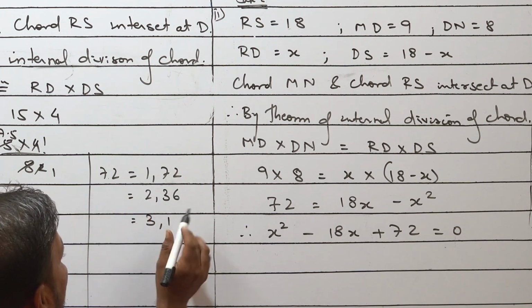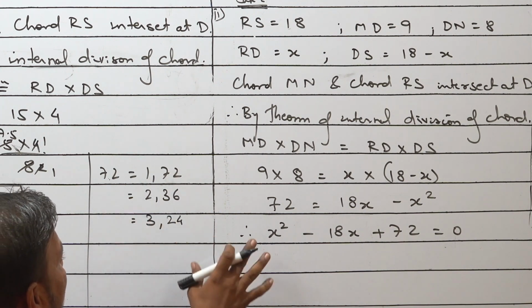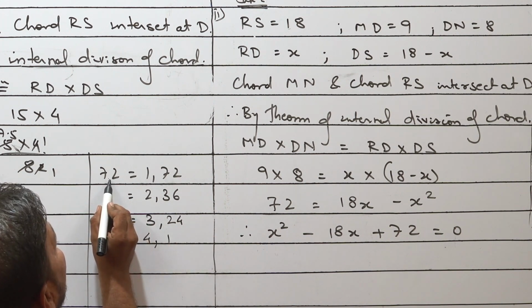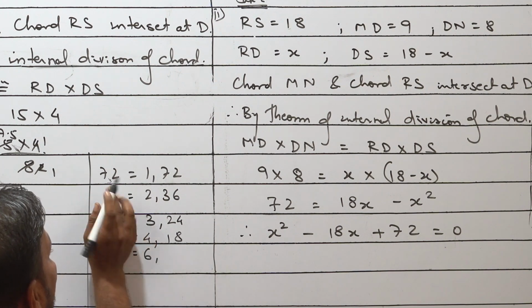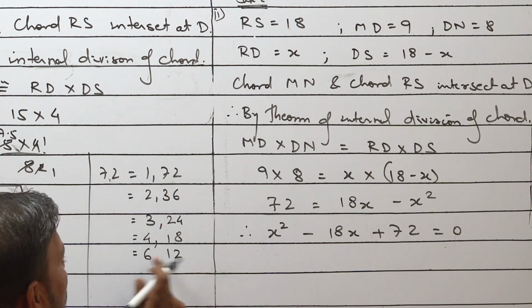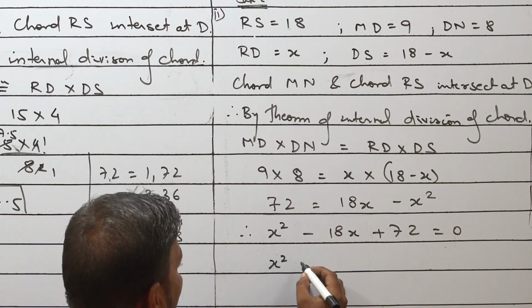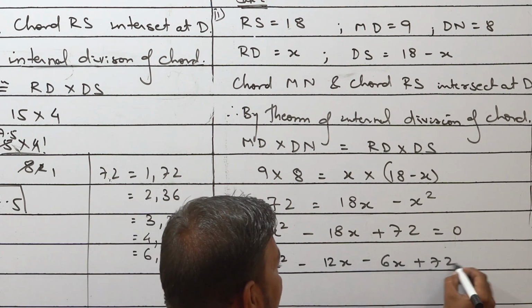It will come, yes. It is 3 2s are 6, 1 carry, it is 4. What is 24 plus 3? Not possible. Then 4 1s are 4, in 3 carry it is 8. Not possible. 6 in the table of 6, 6 2s are 12, what is 12 plus 6? It is 12. So x square minus 12x minus 6x plus 72 is equals to 0.